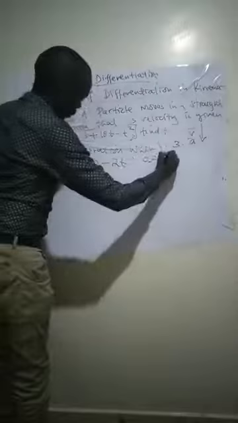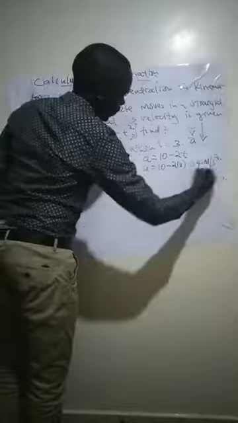Now, we're told to find acceleration, and when you differentiate velocity, you get acceleration. So this implies the expression of acceleration is 10 minus 2t. But what is t? Our t is 3. So acceleration when t is equal to 3 is 10 minus 2 into 3. That is 10 minus 6, which gives 4. So it's 4 meters per second squared. That is the acceleration.